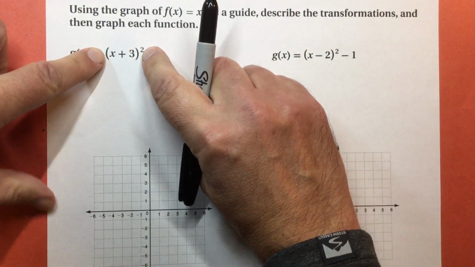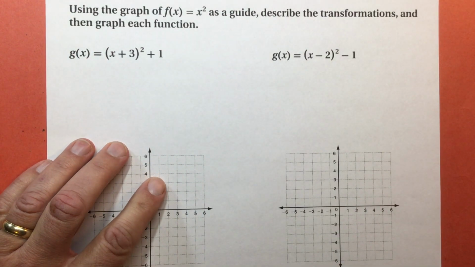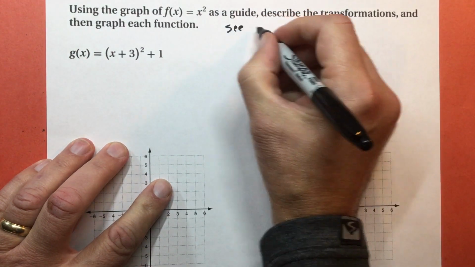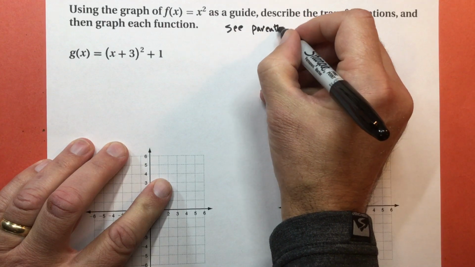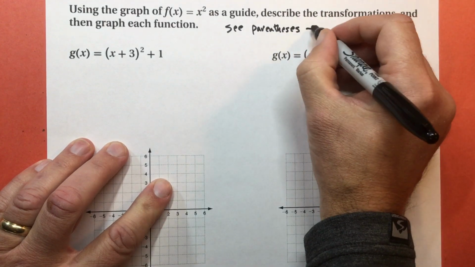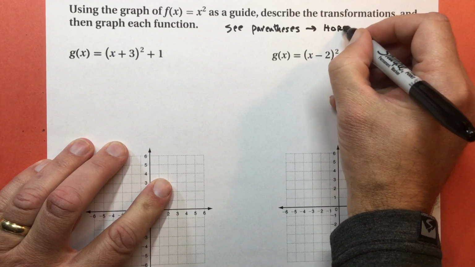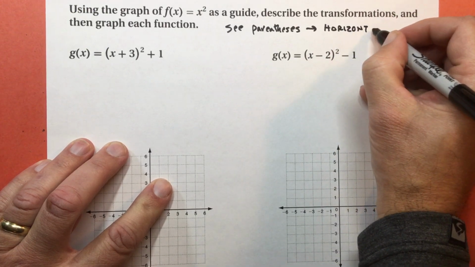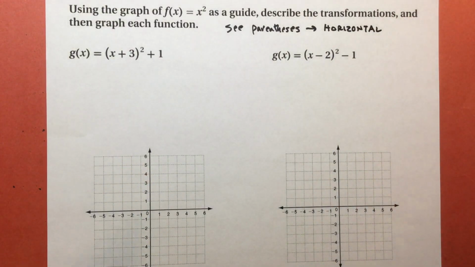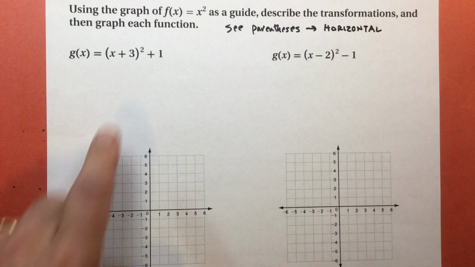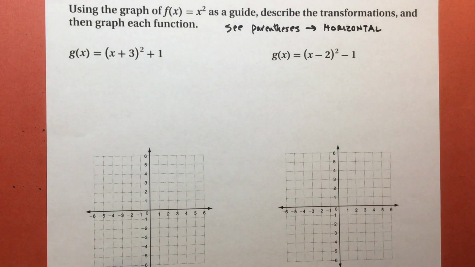Notice I've got parentheses. Here's something that's going to be true no matter what. If you see parentheses, that means you have a horizontal transformation. Now for these, we're only dealing with slides, translations. Later, with reflections and stretches, compressions, if you see parentheses, that means that there's going to be something where you're moving it horizontally. I have parentheses in both these examples, so there's going to be a horizontal part.